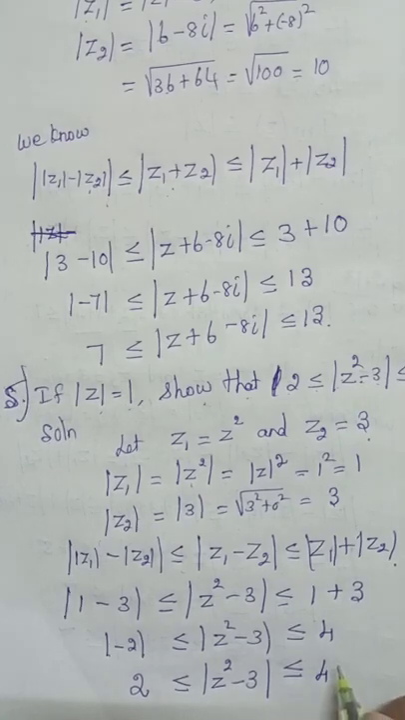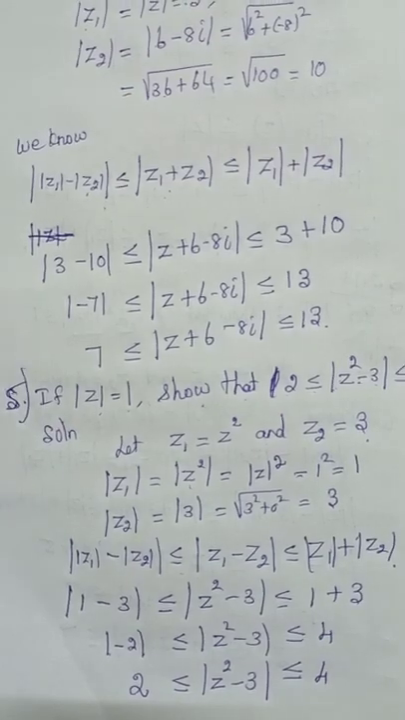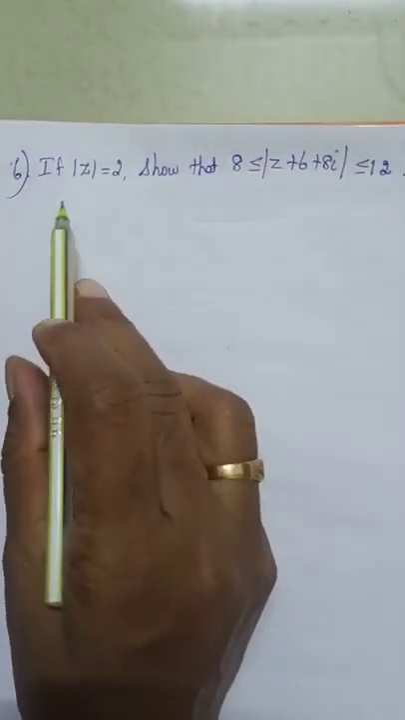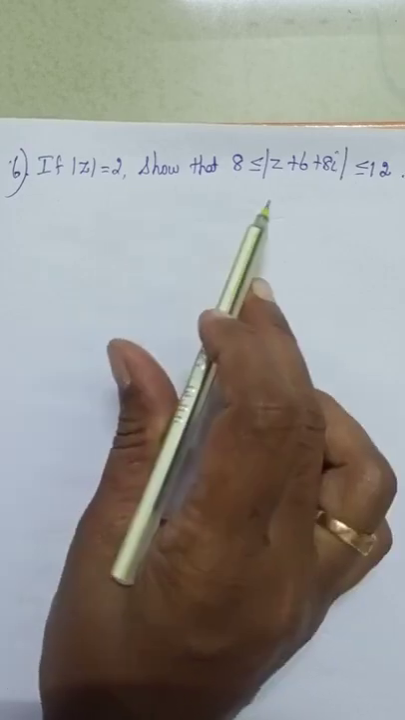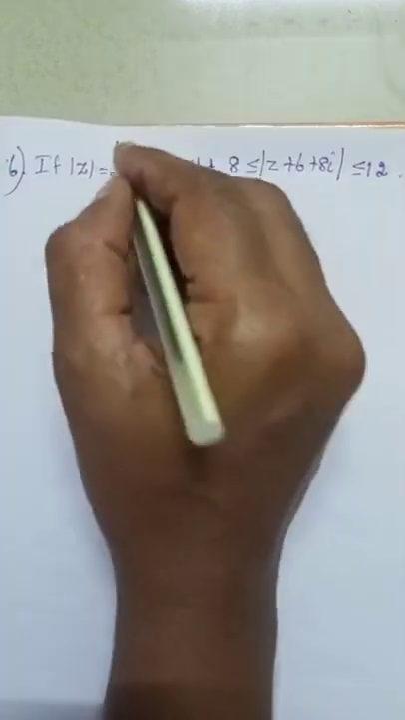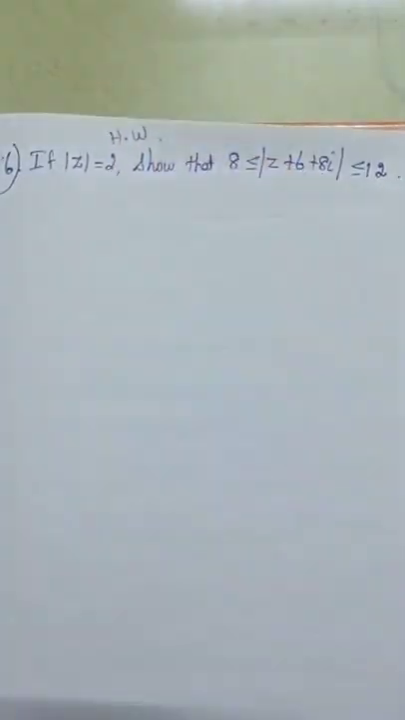Similarly, we have one more problem that you have to do as homework. See, problem number 6: if modulus z equal to 2, show that. This you have to do as homework. Okay. Now we can do the next example problem.